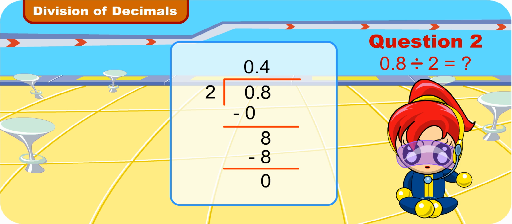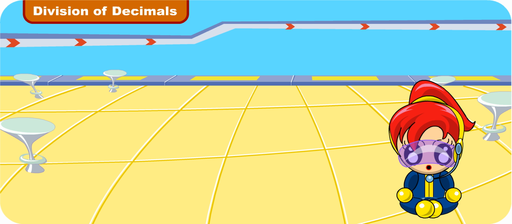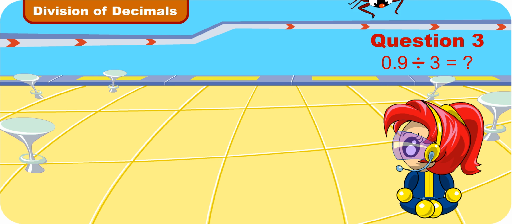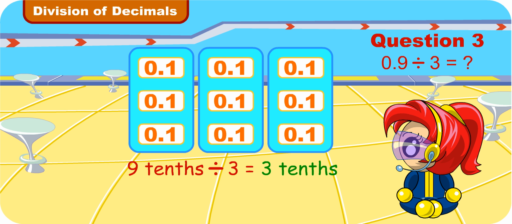Hey, we can get the same answer using both methods. Can I try another question? Sure. Look at this question and try to find the answer. 0.9 divided by 3 is equal to 9/10 divided by 3. The answer is 3/10 or 0.3.